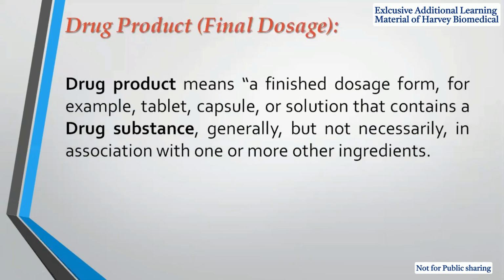Coming to the drug product, the drug product is the final dosage. The drug product means a finished dosage form, for example tablets, capsules, or solutions that contain a drug substance, generally but not necessarily in association with one or more other ingredients. It means that for the drug product they are mostly using the drug substance only. Apart from that, they will use flavors or binders or excipients. Why flavors? If you see some of the tablets, we get orange flavor or strawberry flavor, or some tablets have very basic properties.